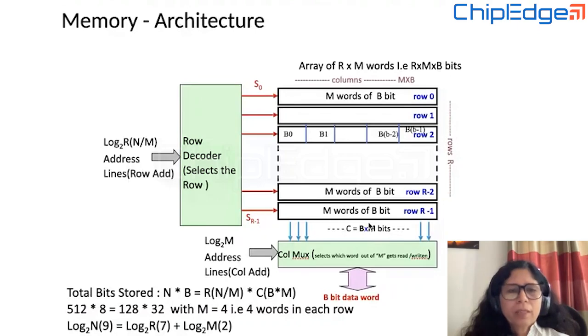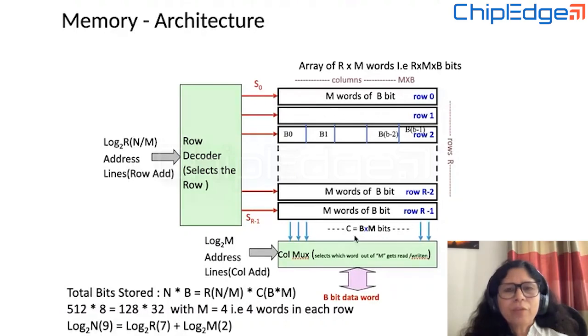As I explained, the number of rows becomes 512 divided by m, which is 4 in this case, and the number of columns becomes 4 into bits of each word, which is 8 in this case. So this is how practically the memory would be organized. Now, since we have 128 rows, instead of 9, we will need 7 address lines to decode which of these rows needs to be selected.